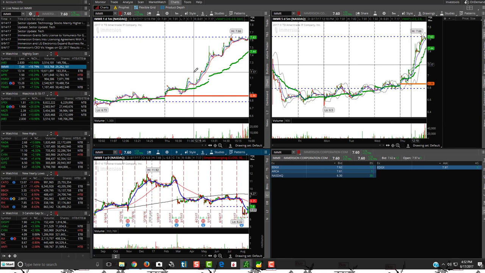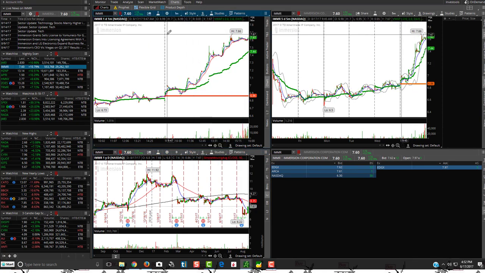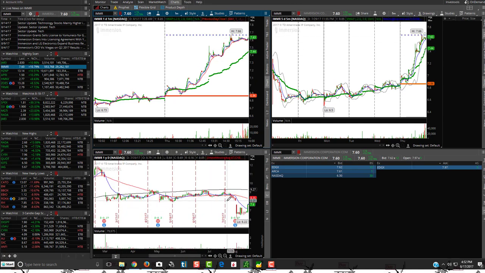IMMR. Let's see here. So it's going up, maybe potentially filling the gap here. There's a gap up at 8.05. So between the 7, see if it breaks above 7.6. If it goes up to the 8.05, right around the 8.02, 8.05 marker, right around there. So I will put IMMR on the watch list.